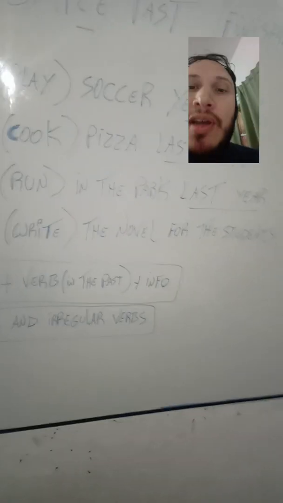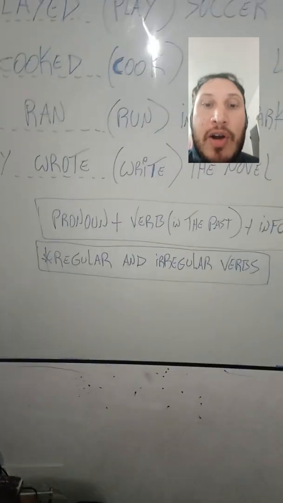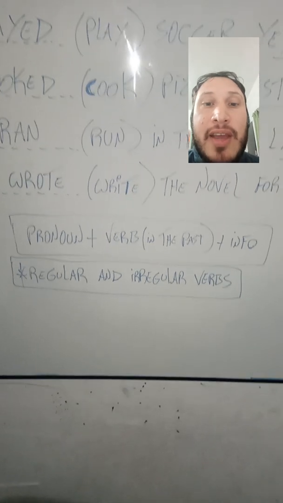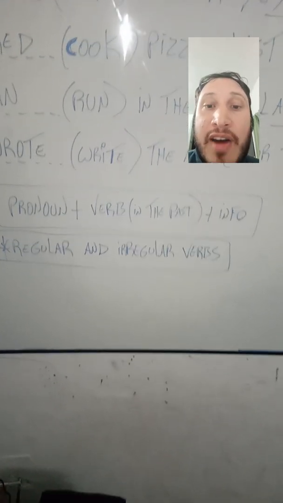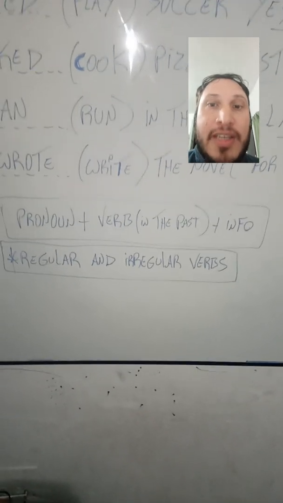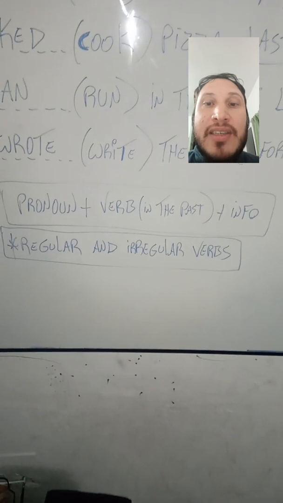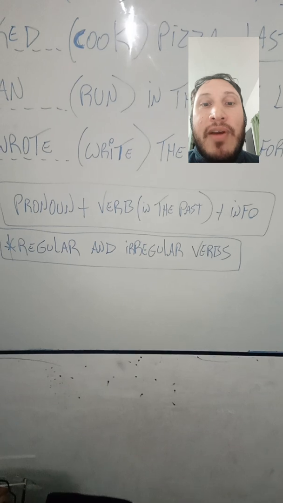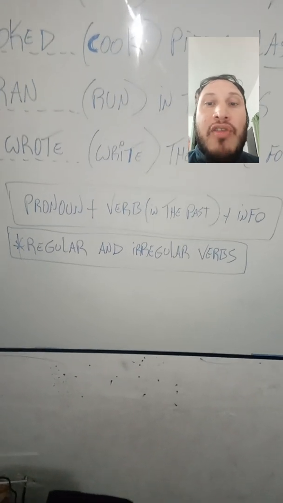That is the key to solve this situation. Look, at the bottom, you can find that the correct order is to include first the pronoun, then you include the verb in the past, whether it is regular or irregular, and finally the information according to the main verb, right? And bear in mind that you have regular and irregular verbs.